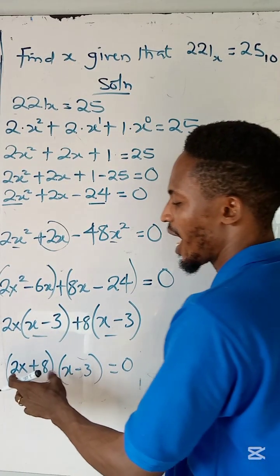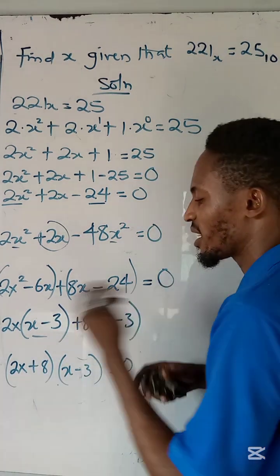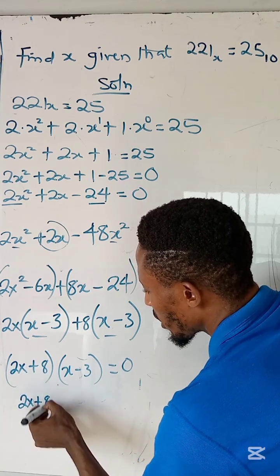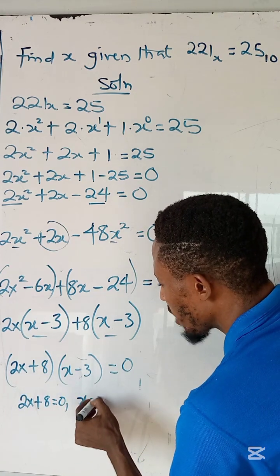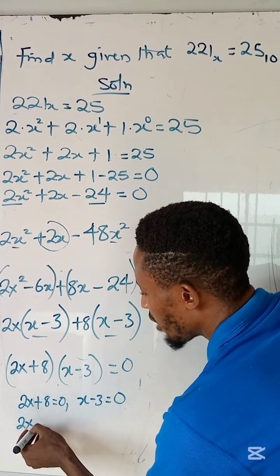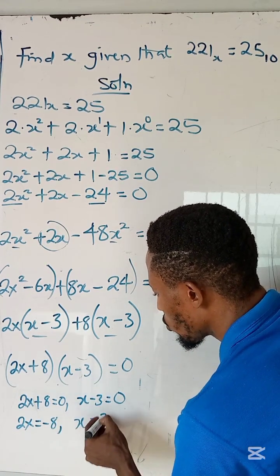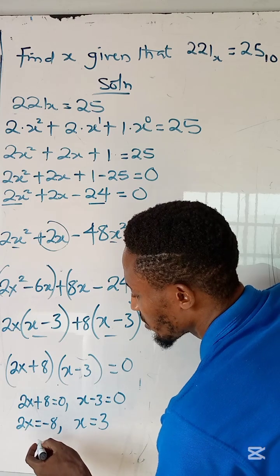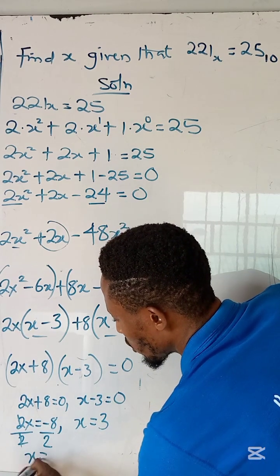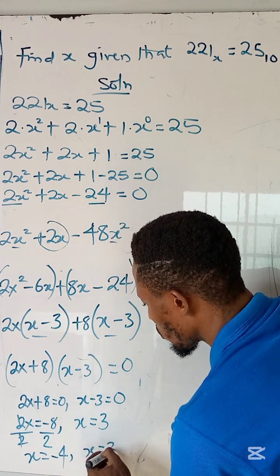It means that either one of the brackets is equal to 0 or both brackets are equal to 0. So let's equate them individually to 0. So 2x plus 8 equal to 0 or x minus 3 equal to 0. So I have 2x, taking it this side, equal to minus 8, or x equal to 3. Dividing both sides by 2 here, x equal to minus 4 or x equal to 3.